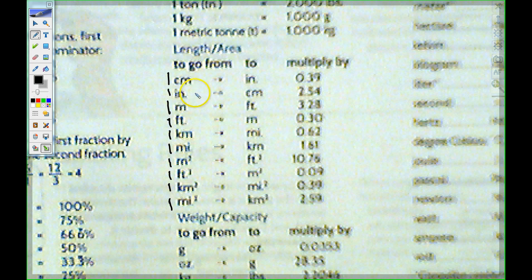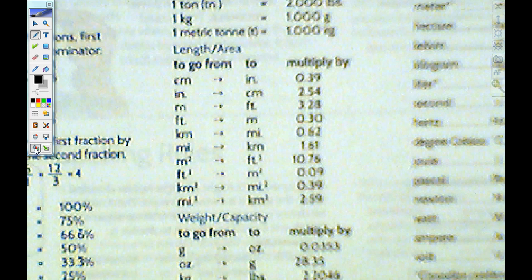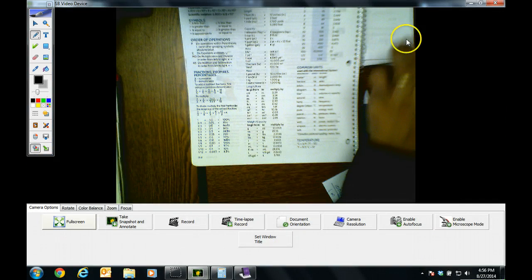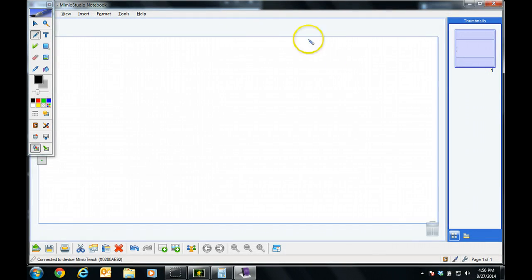So you want to know, 1 centimeter is equal to 0.39 inches. 1 inch is equal to 2.54 centimeters. 1 meter is equal to 3.28 feet. 1 foot is equal to 0.30 meters. And so on and so forth. That's how you read this, and we will need it for what we're about to use. So come back, note this time, and we'll come back and use this later.